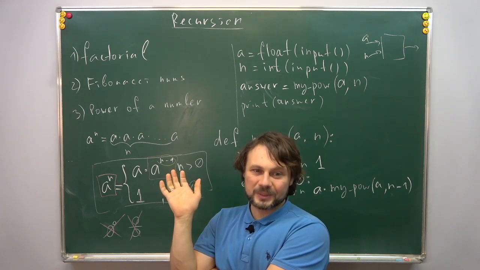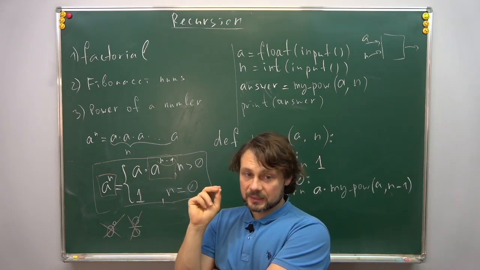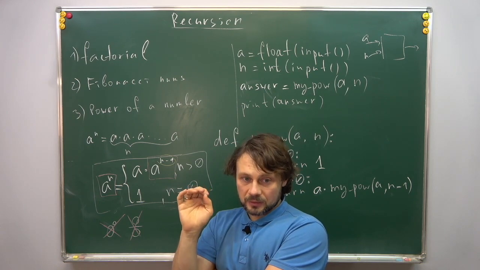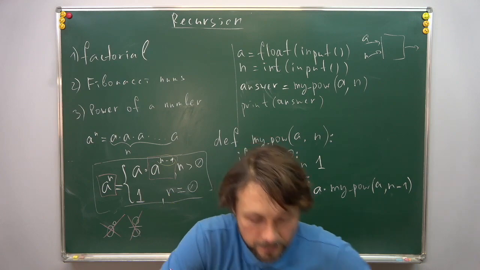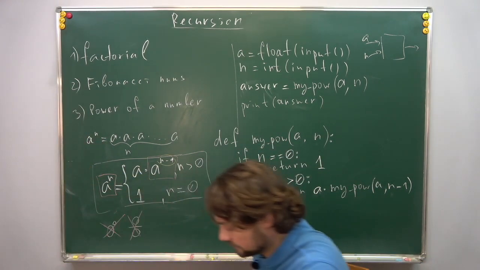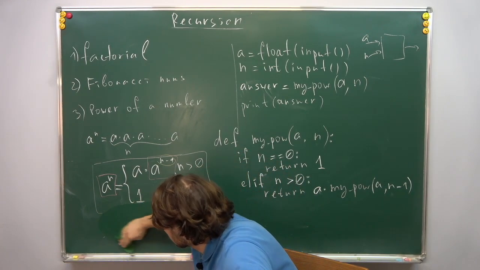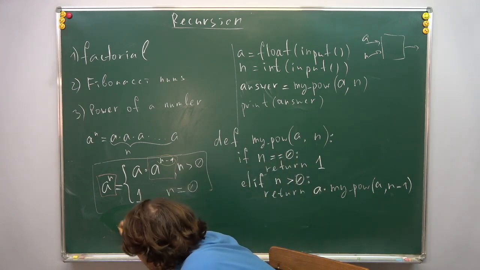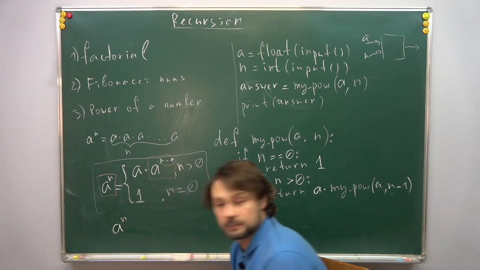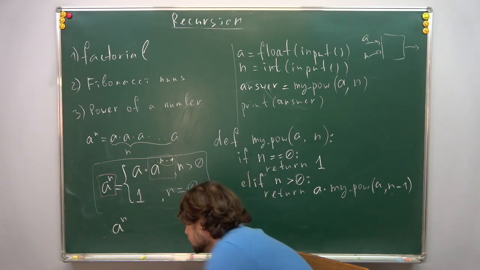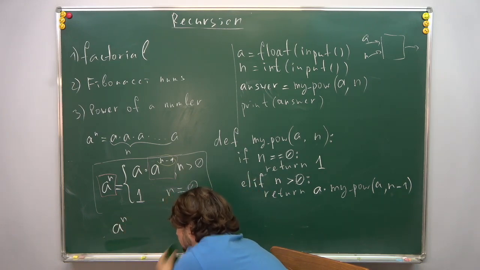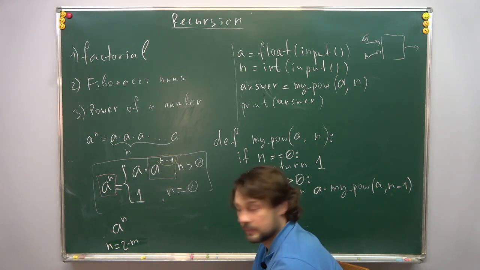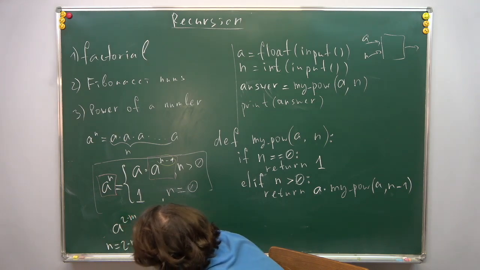And what's the trick here? The main trick is to generate some interesting mathematical formula which will provide us a better solution. How to reduce multiplications, the number of multiplications? Look here. What do you know about power? What if n is an even number? What if n is 2 multiplied by m, where m is an integer? What if this is so?